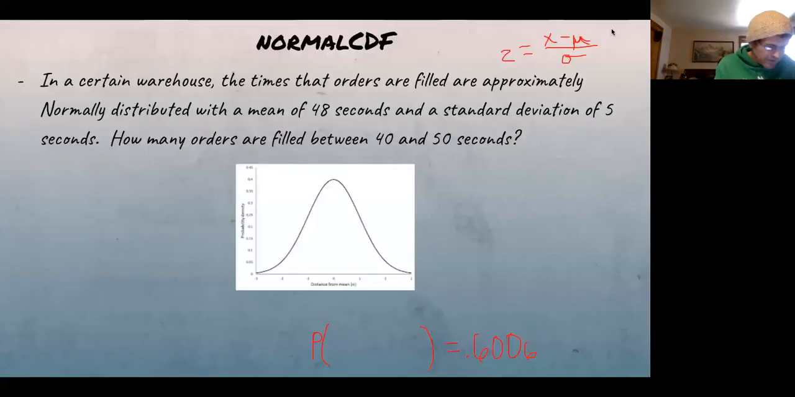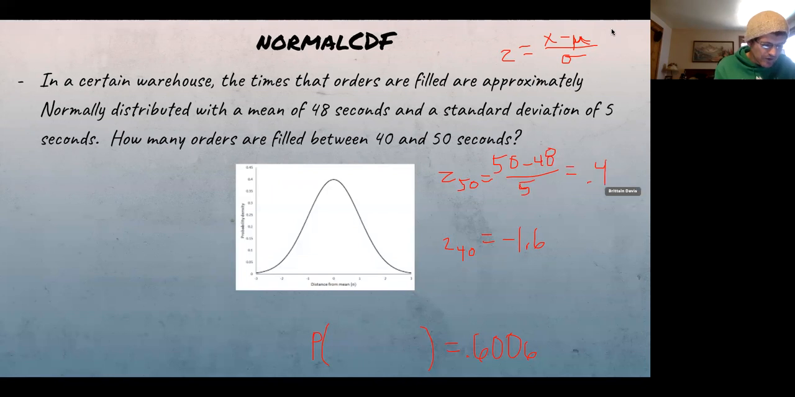So the idea with this is that we want to find two z-scores, the z-score for 50 seconds and the z-score for 40 seconds. We already did 40 seconds in our last problem. That's negative 1.6. I'm not going to run through the calculation. And then 50 minus the mean divided by the standard deviation, that's 48, and that should be 5. That's going to give us 0.4.